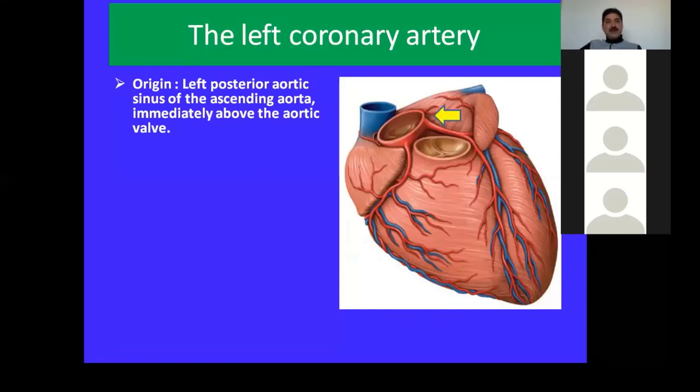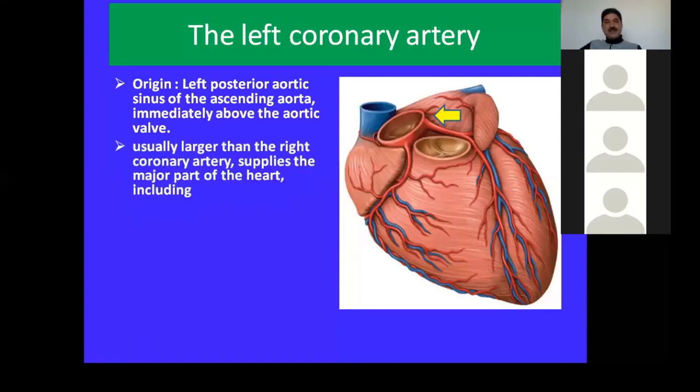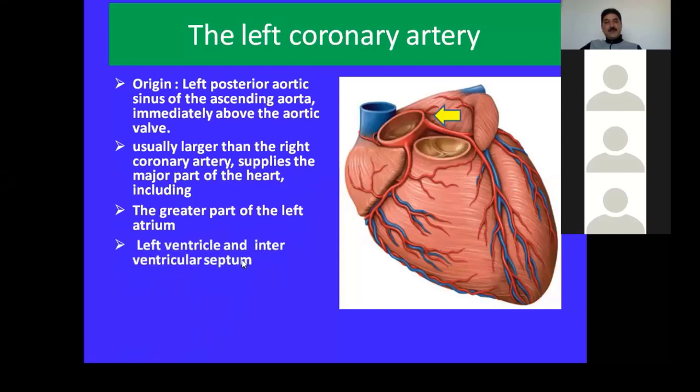The left coronary artery, as shown by this arrow, arises from the left aortic sinus and is usually larger than the right coronary artery. This is important because when we talk about coronary dominance, I will explain its significance. But at this stage, remember it is larger than the right coronary artery. It supplies the greater part of the left atrium, left ventricle, and interventricular septum.